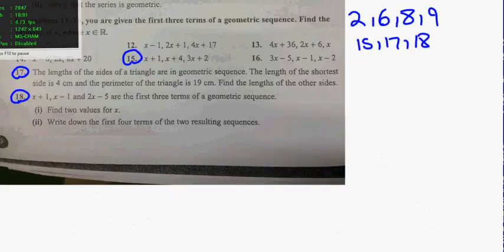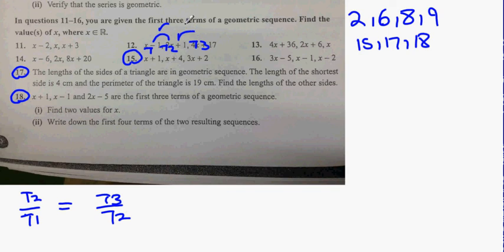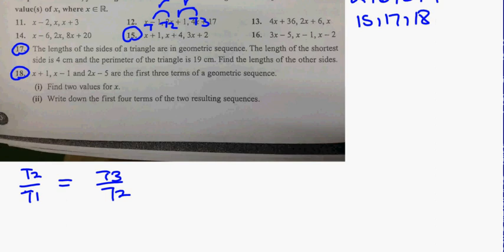Okay, so the next one is, in questions 11 and 16, you're given the first three terms of a geometric sequence. So we're given T1, T2 and T3. Find the values of x where x is an element of R. What we know from the past is that T2 divided by T1 equals T3 divided by T2, because they're all being multiplied by R. So both of these equal R.